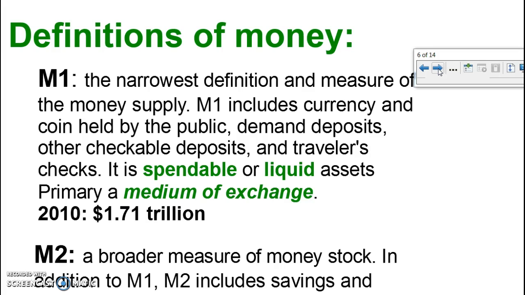M1 is all of those things, and it's also all of the money that is in people's checking accounts, or what we also call demand deposits, so meaning it's in spendable form right away. You don't have to take money out of a checking account in order to spend it. You can spend it straight from the checking account.